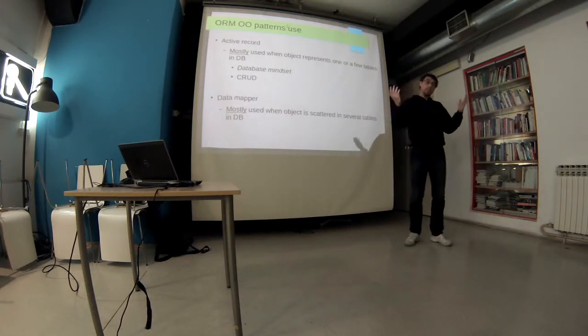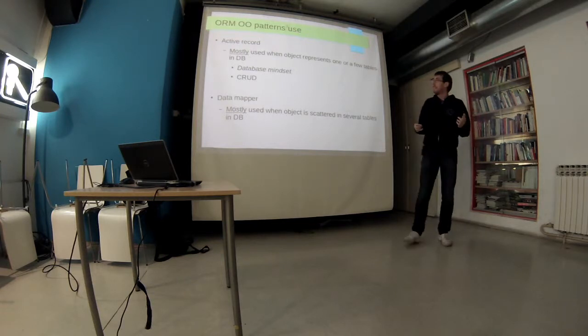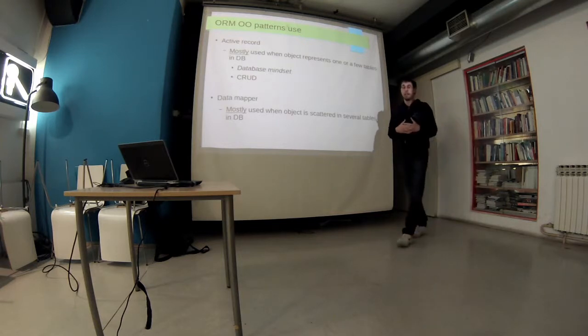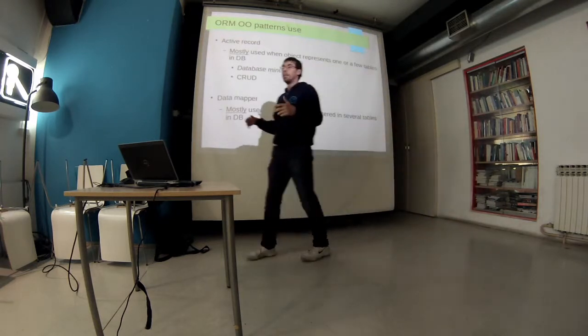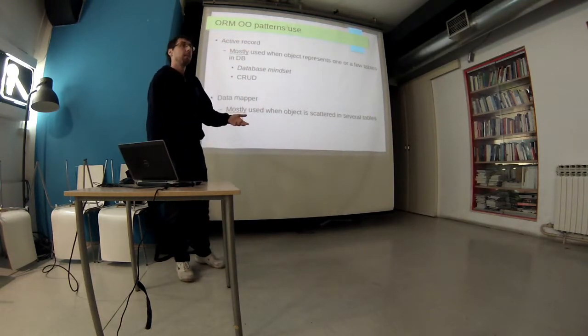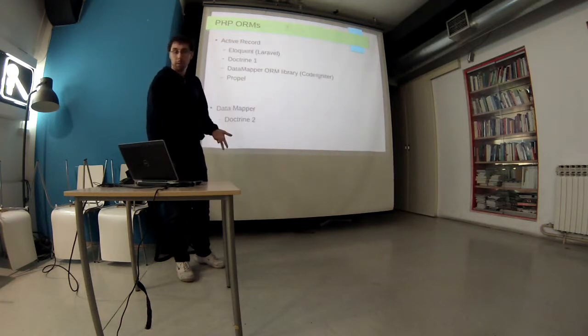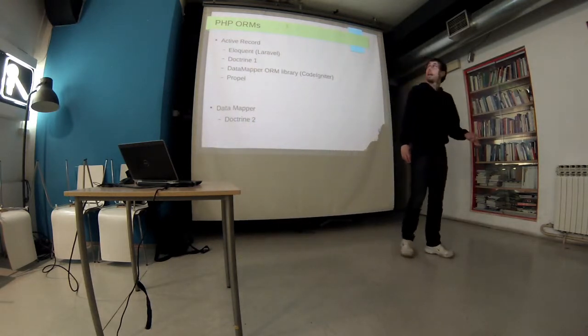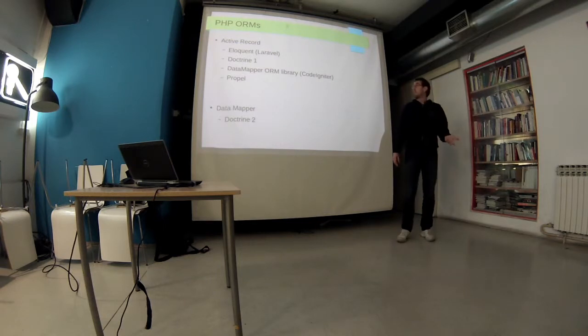Data mapper, when you read the documentation, it says that it's mostly used when object is scattered in several tables in database. Again, it's not always true. There are a lot of uses where data mapper is used on very simple tables just because it's there as a best ORM for the programmer or for the project. In PHP, there are a lot of different active record ORMs, but there is only one data mapper ORM which is okay.